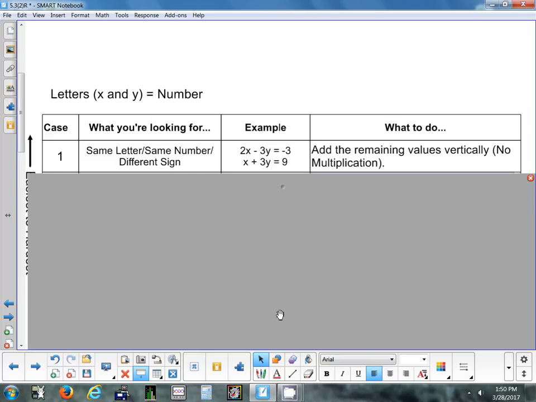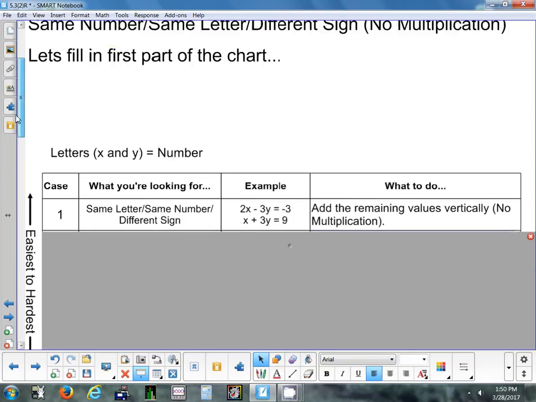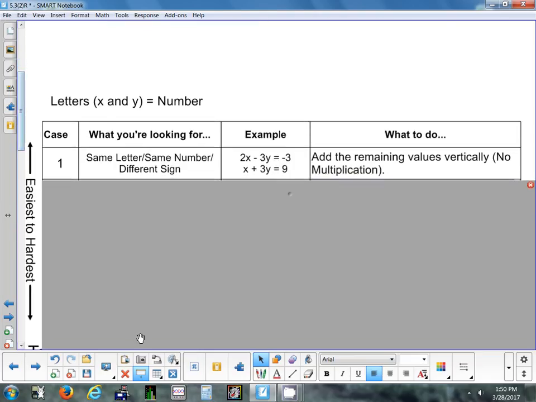Remember, like you can see here, guys, it's going to go from easiest to hardest. As you're going through these and looking at them, you're going to say, okay, do I have same number, same letter, different sign? No. I'm going to move on to the next one. The next case will be a little bit harder, but the stuff we look at tomorrow will be the hardest that we do. Today's kind of like medium, kind of in between.